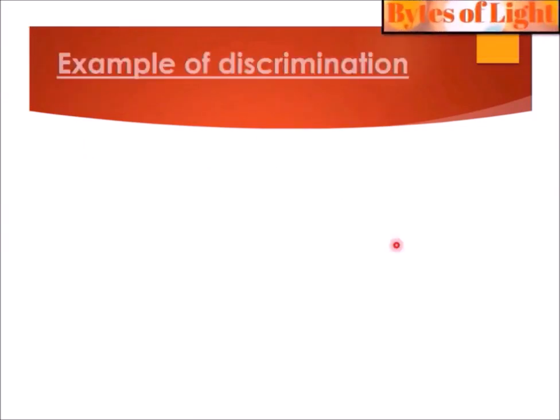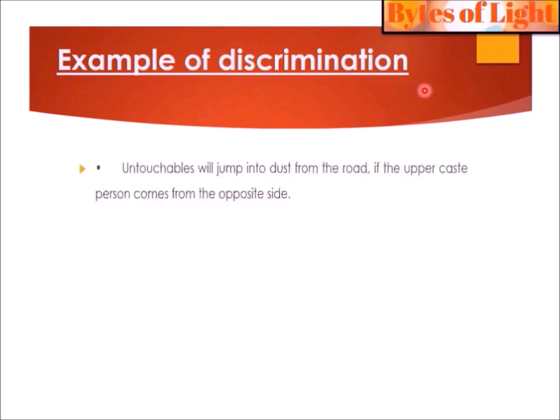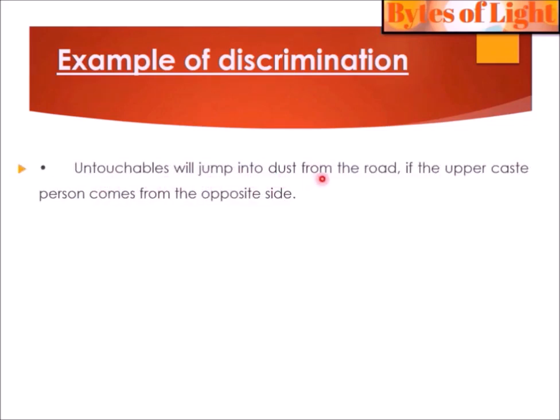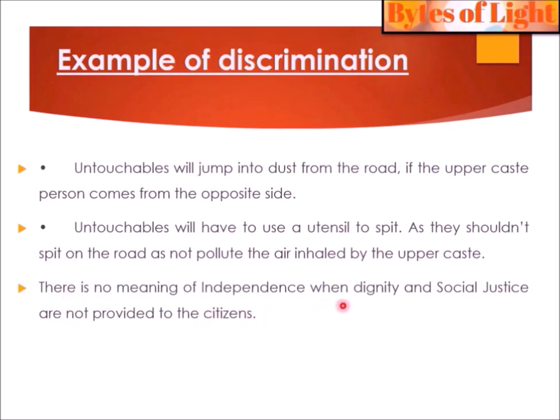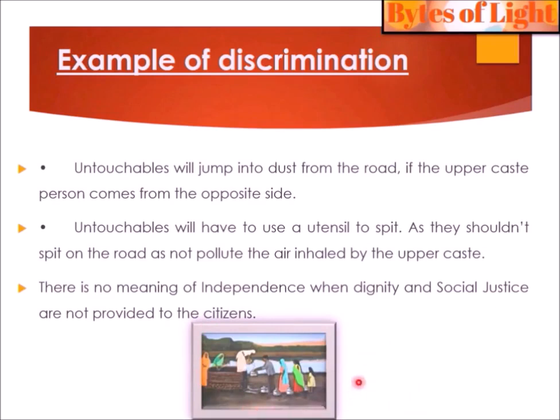Examples of discrimination include the untouchables will have to jump into dust from the road if any person from upper caste comes from the opposite side, and the untouchables will have to use a utensil to spit. That is because they shouldn't spit on the road as not to pollute the air inhaled by the upper caste. There is no meaning of independence when dignity and social justice are not provided to the citizens. Social justice is mainly to remove the imbalance. This is another scene of untouchability where the untouchables were not able to directly access water from the wells.